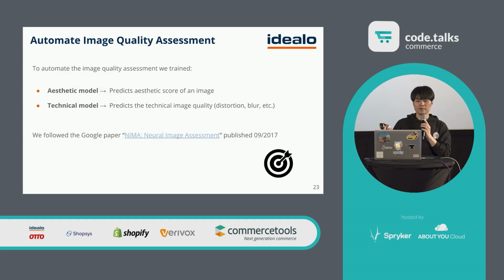So how do we solve it? We solve it, as I said, via deep learning. And for this, we basically followed a Google paper called NIMA, Neural Image Assessment. Basically, we trained two models. One is the aesthetic model, and the second one is a technical model.